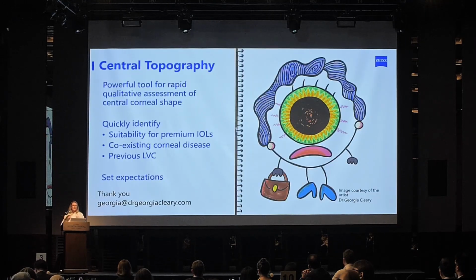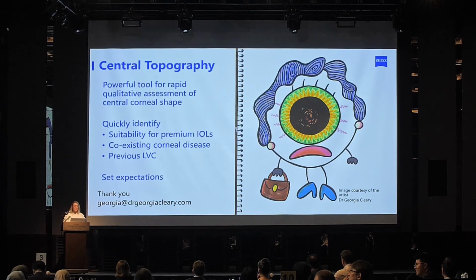So I hope this is useful to share that it's really helpful to use the central topography as a screening tool. I think you get a lot of information from the topography alone, but if it's abnormal it should be a trigger to carry on and look at your alternative topography imaging to help set the expectations for your patients, for premium lens, refractive outcomes in general, and also the selection of your formulas so that we can set the right expectations for our patients.